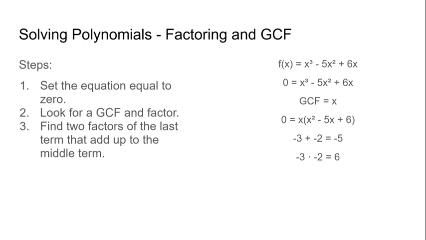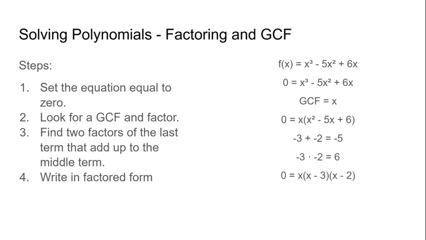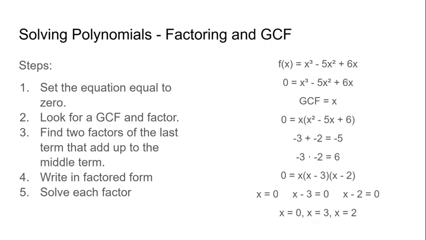Find two numbers that add to give me the middle term of what's in parentheses and which multiply to give me the last term of what's in parentheses, and write that in completely factored form. Set each of those factors equal to 0, solve for x, and we have our three solutions this time of 0, 3, and 2.